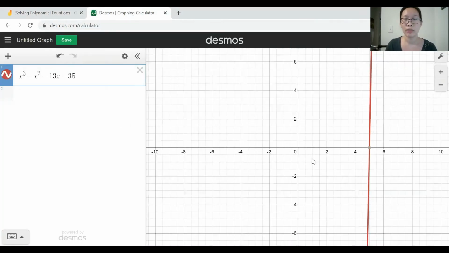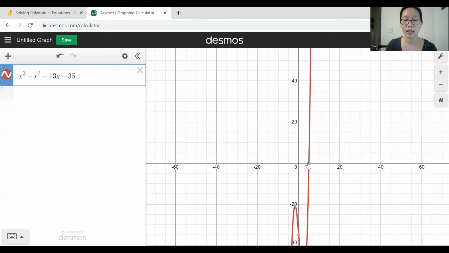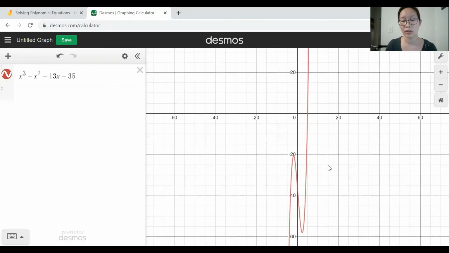When I look in the graphing calculator, I zoom out and I see that I have a real 0 at x equals 5. And I don't have any other zeros, so I'm just going to go with that.